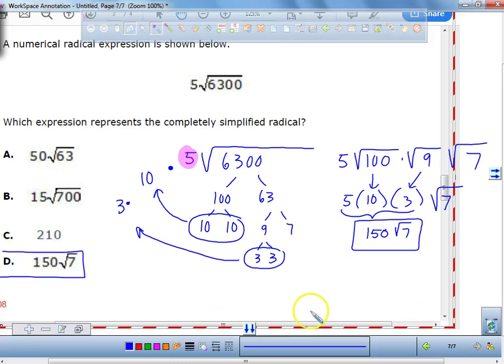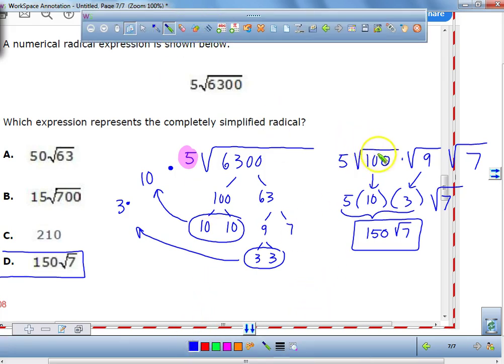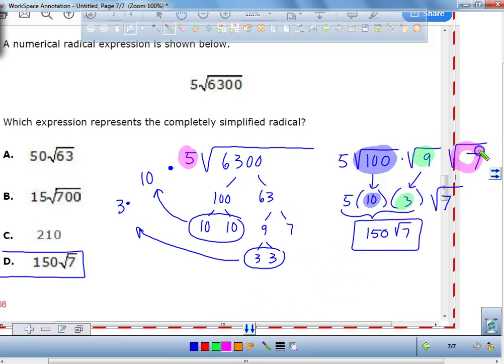Okay? Now, right now, this is kind of difficult because you guys aren't used to simplifying radicals. But we're going to have more practice simplifying radicals. So listen up. Right here. Does everybody see that the square root of 100 is 10? The square root of 9 is 3. But guess what? We can't simplify. You cannot simplify the square root of 7. So what do we just leave it as? Square root of 7. And then we did 5 times 10 times 3. Okay? We'll do another one.